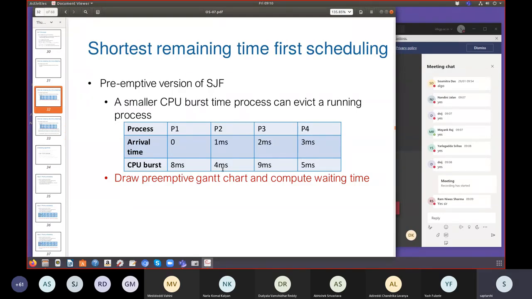So I want you to do this exercise now. Take 5 minutes and do this exercise. If you have understood the scheme, draw the Gantt chart and compute the average waiting time of these processes. If you have any questions, then ask. Otherwise, work out the example.